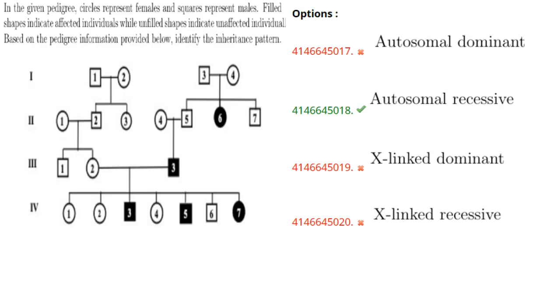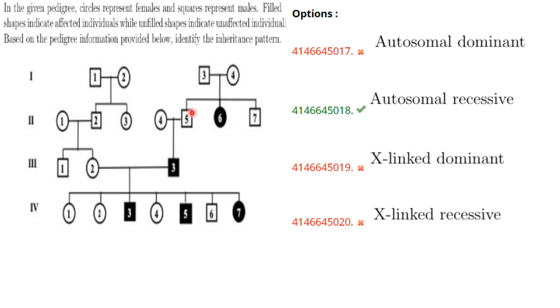Then next one. In the given pedigree, circles represent females and squares represent males. Filled shapes indicate affected individuals while unfilled shapes indicate unaffected individuals. Based on the pedigree information provided below, identify the inheritance pattern. This is the same kind of pedigree but done in a different way for autosomal recessive condition, which we have discussed in the previous shift 1 paper.